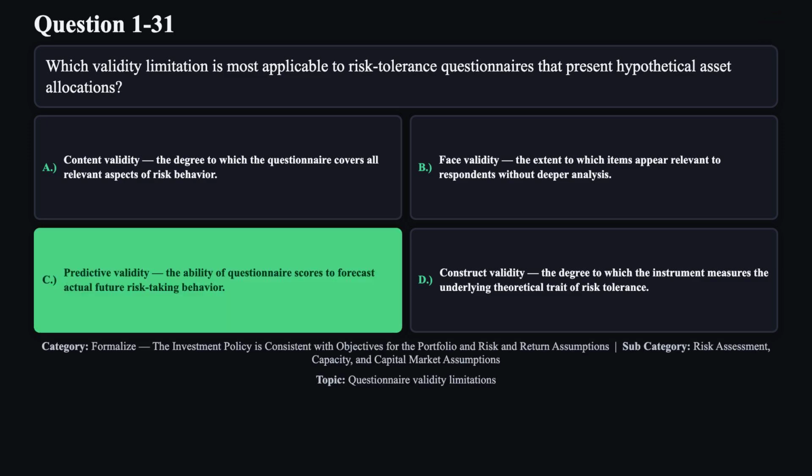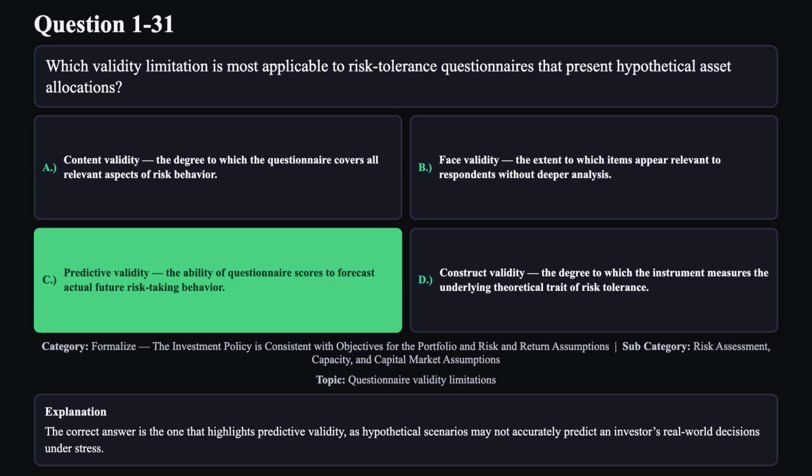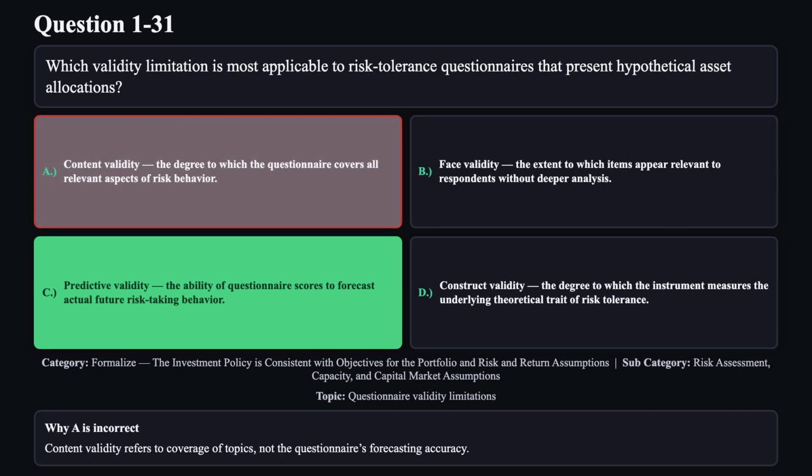The correct answer is C. The correct answer is the one that highlights predictive validity, as hypothetical scenarios may not accurately predict an investor's real-world decisions under stress. Reason A is not correct. Content validity refers to coverage of topics, not the questionnaire's forecasting accuracy.